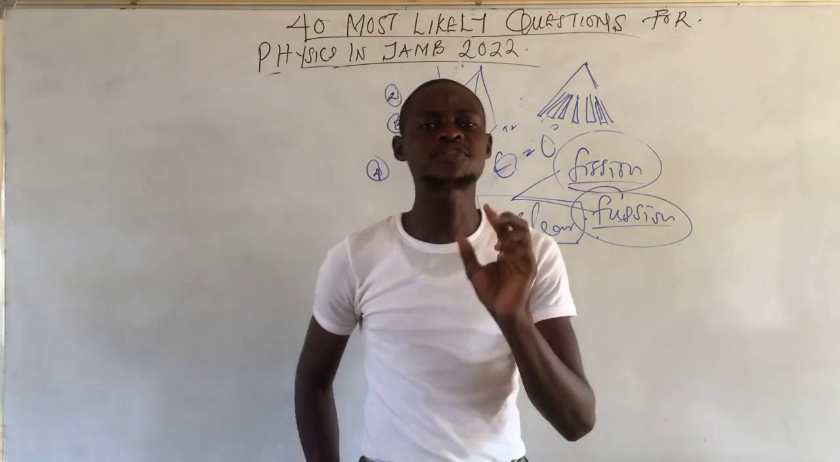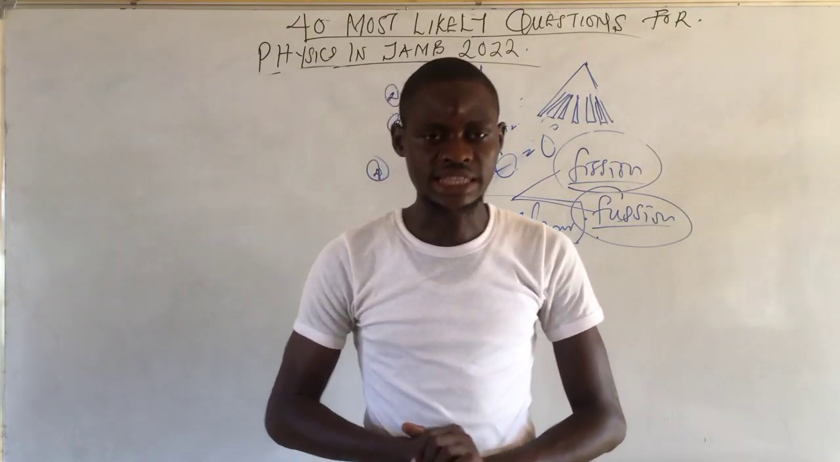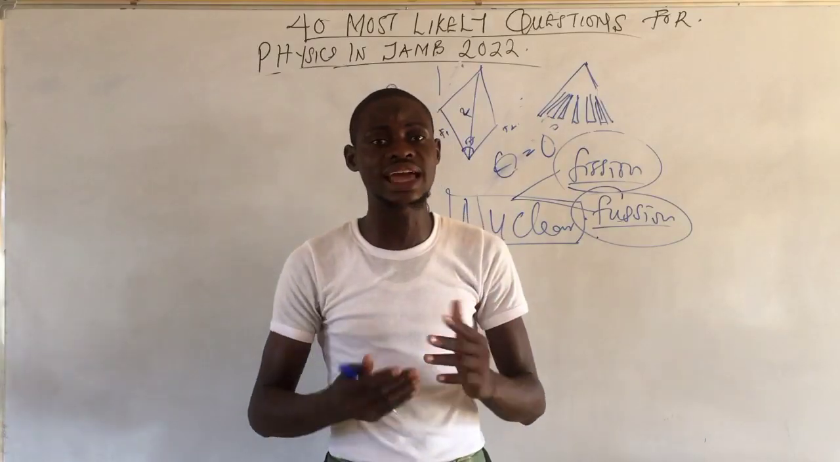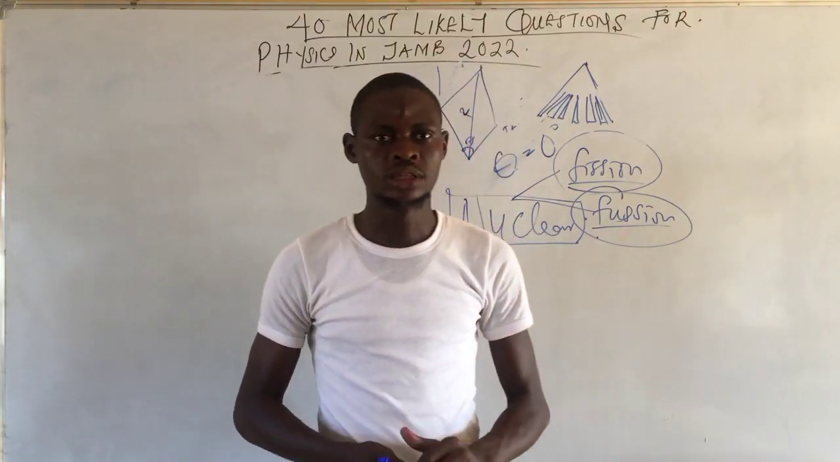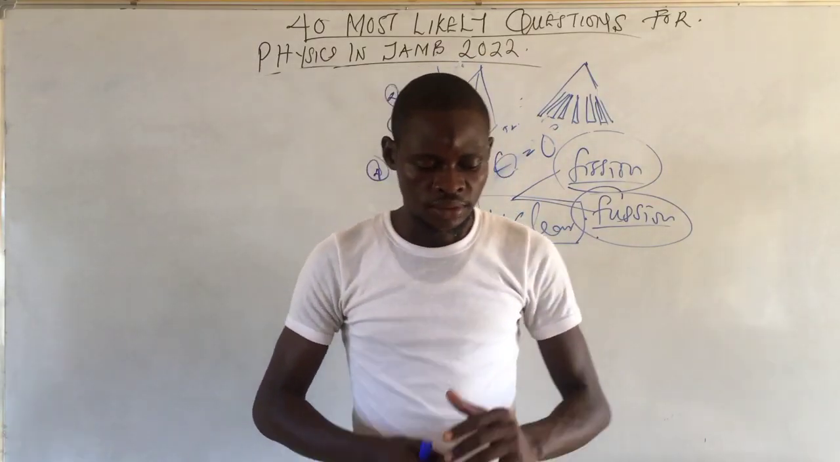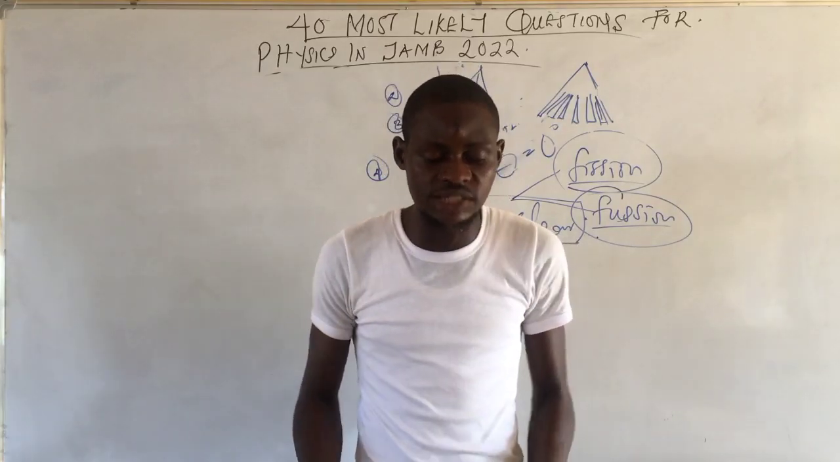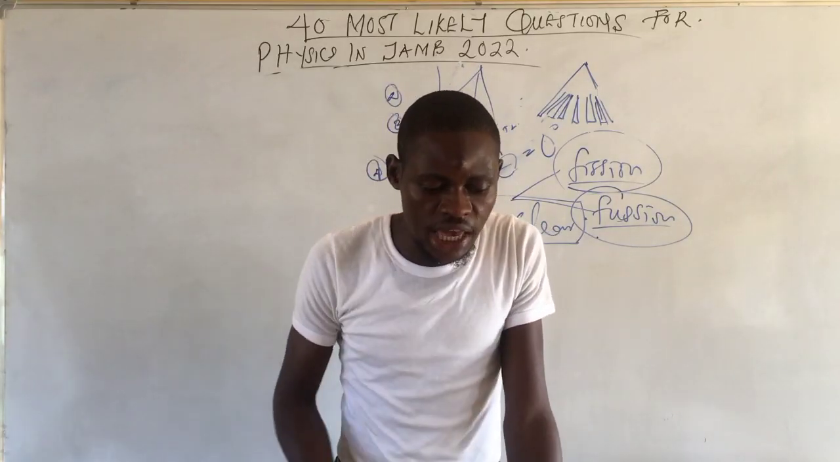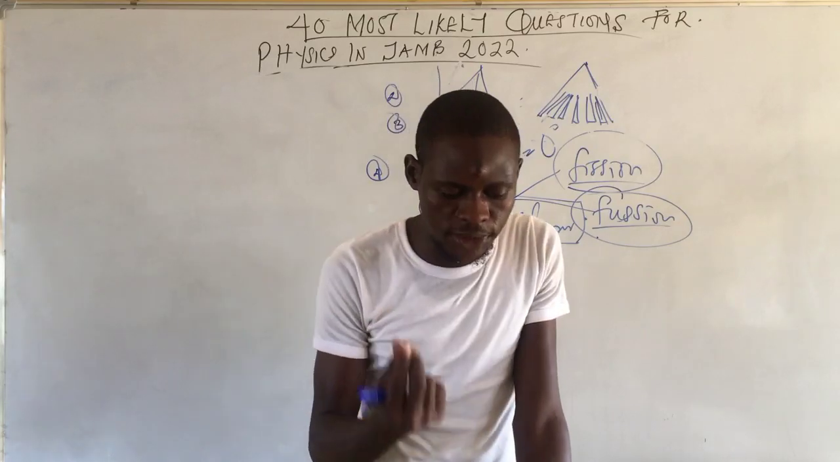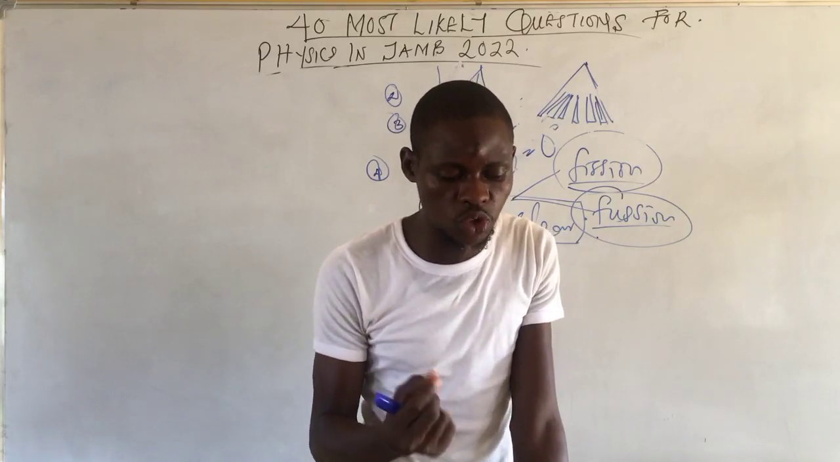Altogether, now the 12th question, number 12. I'm going to be giving you 40 questions that are likely to occur in your JAMB this year. The 12th question is: to produce an enlarged and erect image with a concave mirror, the object must be positioned between.